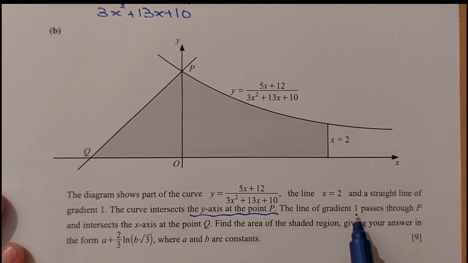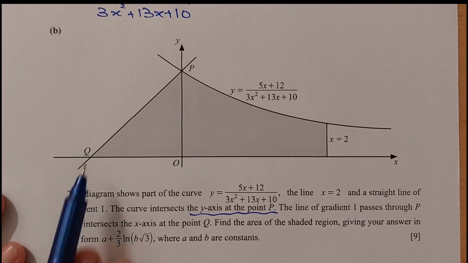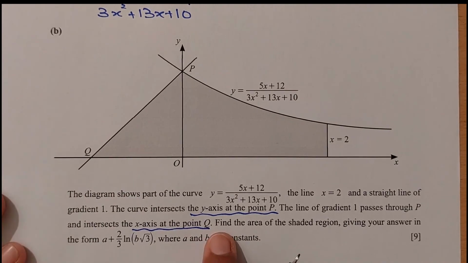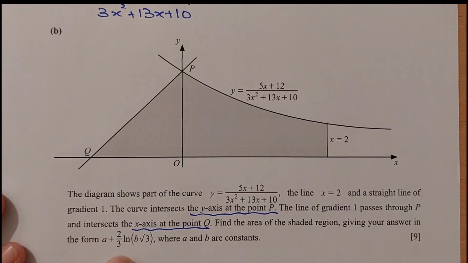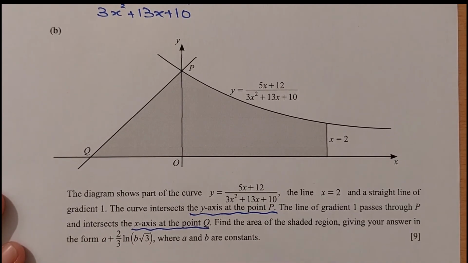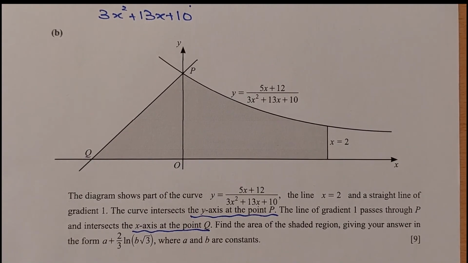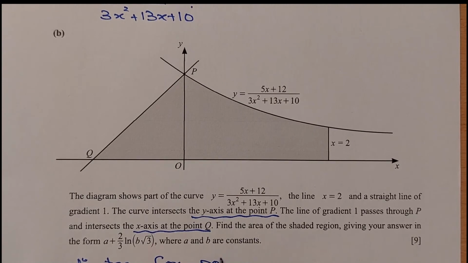We can find the coordinates for P, right? The line of gradient 1 passes through P and intersects the x-axis at point Q. So when it intersects the x-axis, it means y equals 0 over here. Find the area of the shaded region, giving your answer in the form of a plus 2 by 3 natural log of b square root of 3, where a and b are constants. Okay, first let me find the coordinates for point P and for point Q, right?